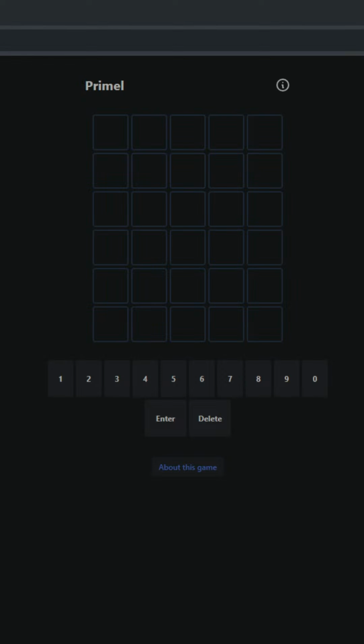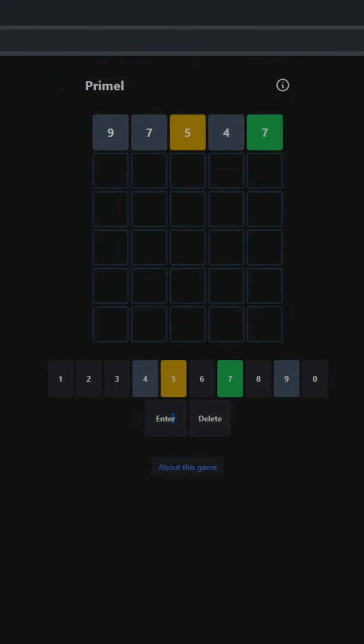Alright, the way this game works is you're essentially doing Wordle but with primes. So you need to form prime numbers of 5 digits in order to solve this. The difficulty is knowing any 5-digit primes. I do not know them, so I just randomly guess. 97543, not a prime. Well, maybe that's a prime. There we go. 97547. It's pretty limited on what numbers you can actually use here.